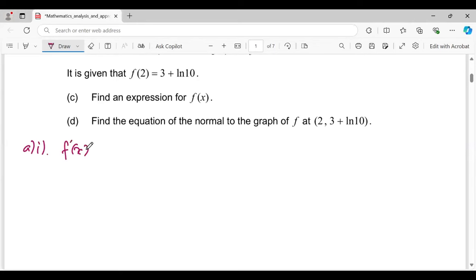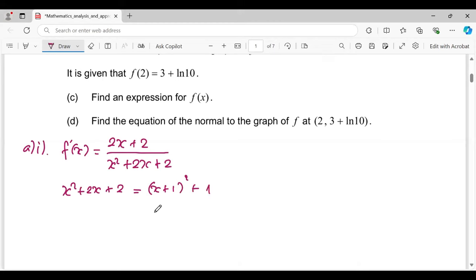f(x), the derivative of f(x) equals (2x + 2) over (x squared + 2x + 2), the rational function. The denominator of the rational function should not be 0, but I will simplify this denominator. x squared + 2x + 2 becomes (x + 1) squared + 1.